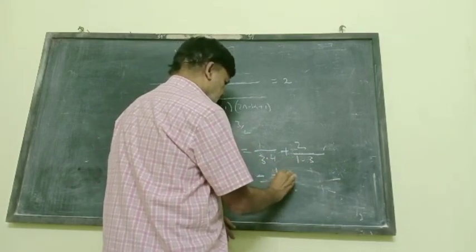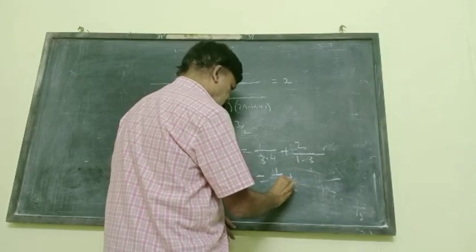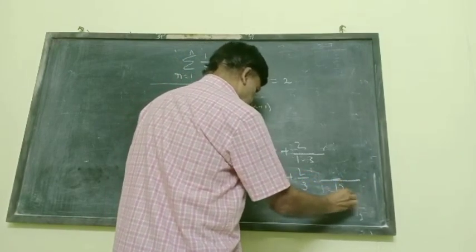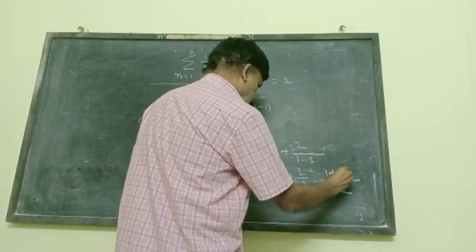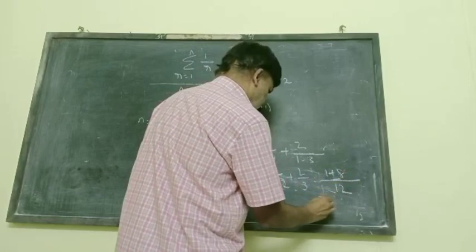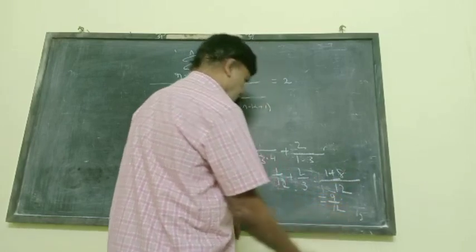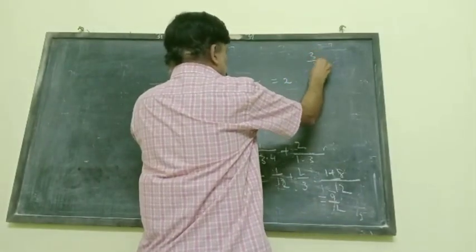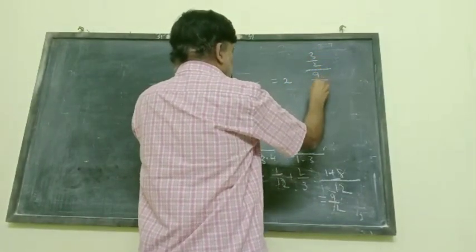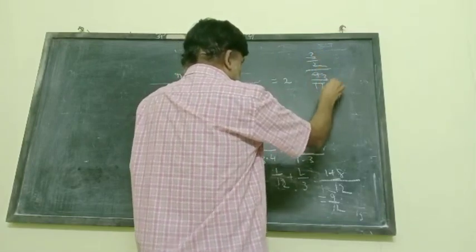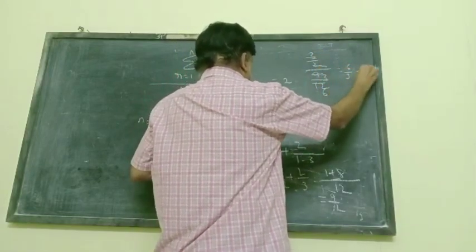So 1 by 12, 2 by 3, so 12. 1 plus 3 fourths, 8. So 9 by 12. So if you substitute, what will you get? 3 by 2 divided by 9 by 12. 3 3s, 2 6s. 6 by 3 is 2.